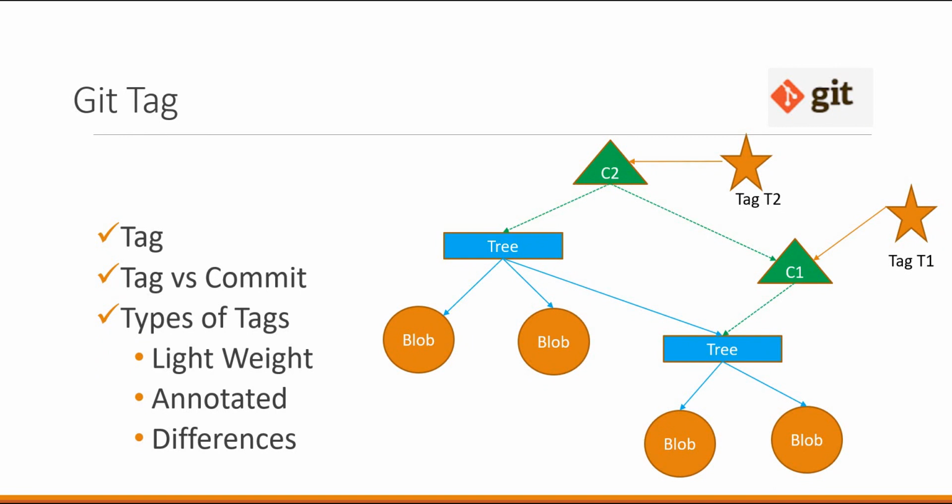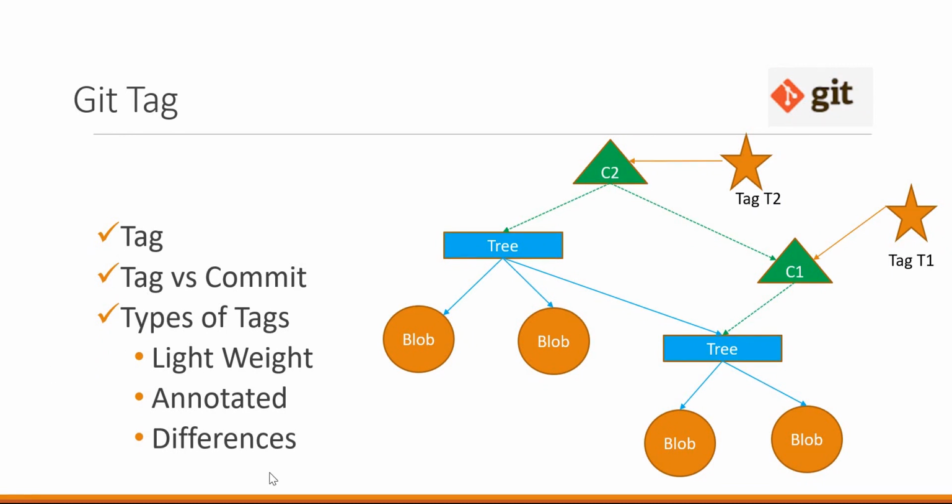But the problem with commit objects is it's very difficult to remember the hash of the commit object. So for this, we need to label these commit objects. For that, we have a concept of Git tag. So Git tag will label the commit objects. So we can use these labels at different milestones of the project lifecycle. So here in the diagram, we can see there is tag 1 and tag 2, which are pointing to two commit objects at certain points of project lifecycle.